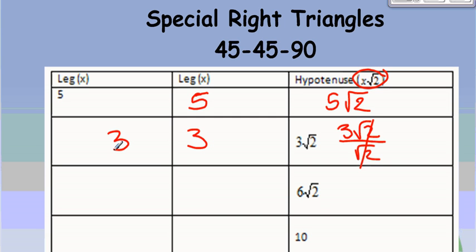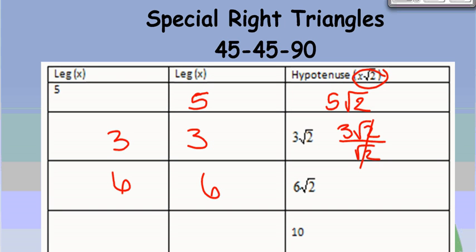So please try the next one on your own. The other ones have simplifying of radicals, so we're going to just do that next one on your own and give it a shot. All right, so you should have gotten 6 and 6 for your legs.